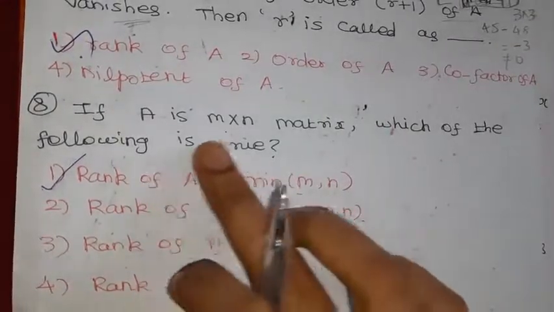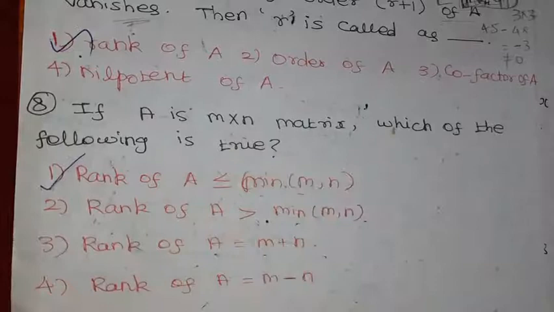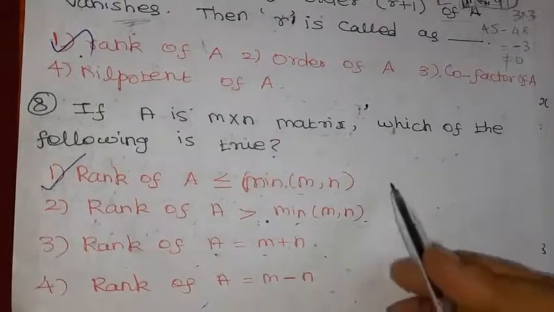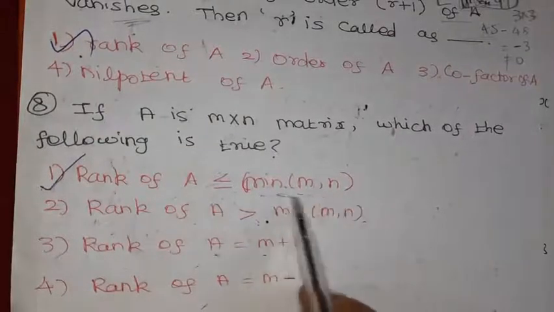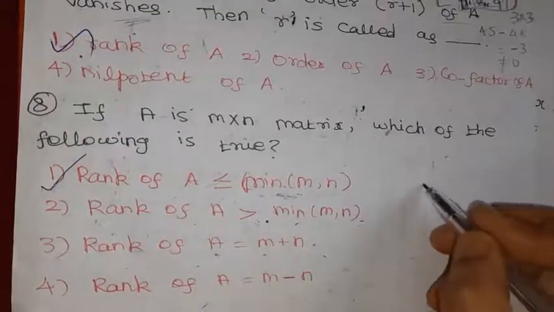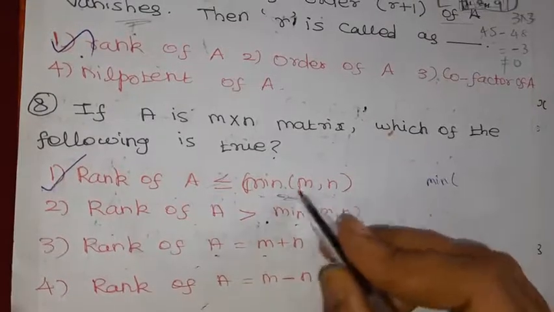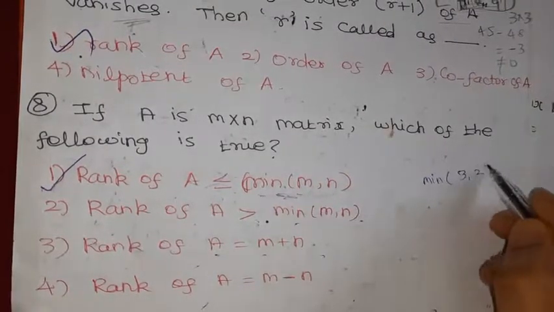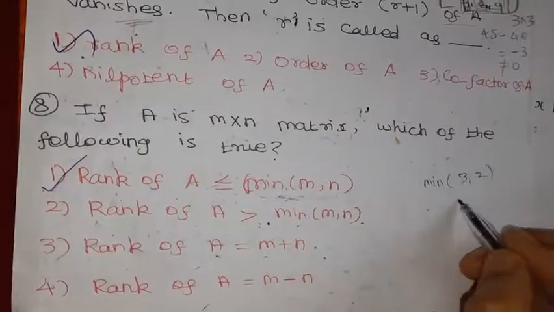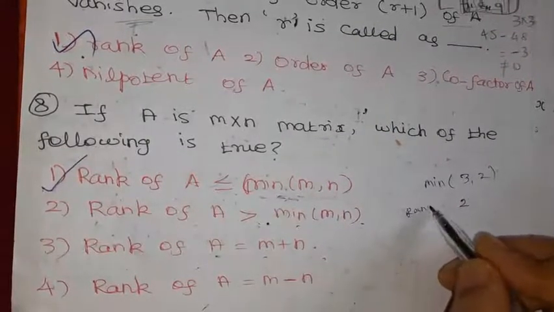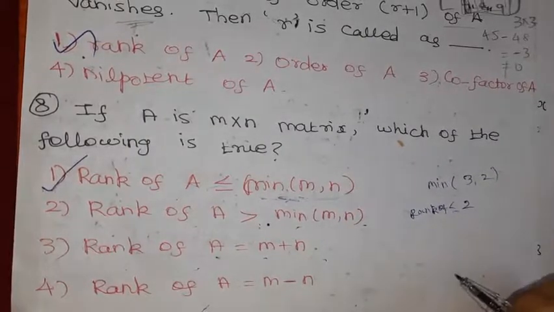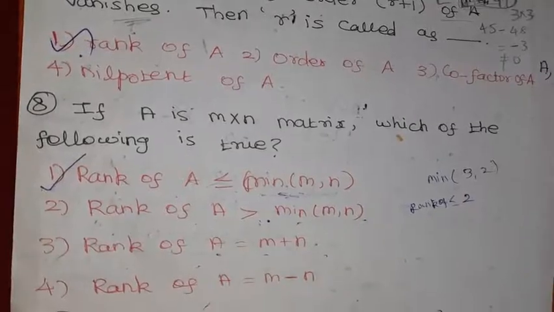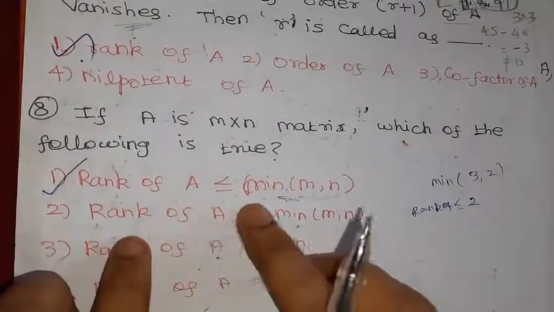If A is an m cross n matrix, which of the following is true? Rank of A should be less than or equal to minimum of m comma n. Minimum of m comma n means, if the rows are 3 and columns are 2, which one is minimum? 2. So rank of A may be less than or equal to 2. It can be 2 or less than 2. This is the explanation. So rank of A should be less than or equal to minimum of m comma n.